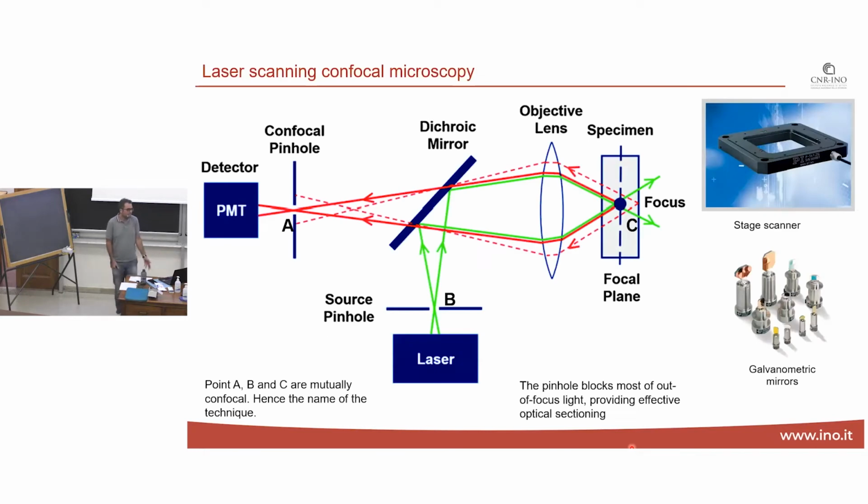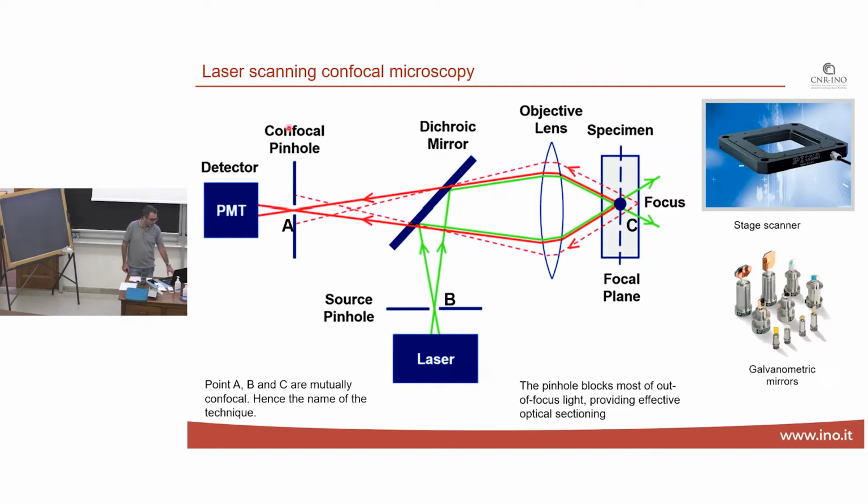What is the simplest form of instrument that has optical sectioning capabilities? The simplest is laser scanning confocal microscopy. It's a very simple system. You have a laser source that excites fluorescence on a plane within the sample, and then the fluorescence light is collected by a photomultiplier, a photodetector.